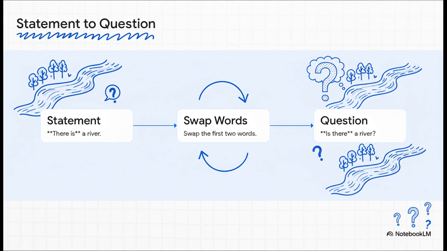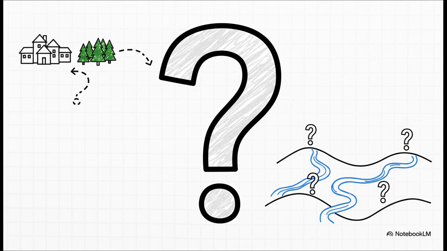It works exactly the same for plural too. There are trees becomes, are there trees? So if we go back to that conversation we heard, the singular question was, is there a forest near the town? And the plural question was, are there any rivers nearby? See how the verb is or are just pops right to the front?